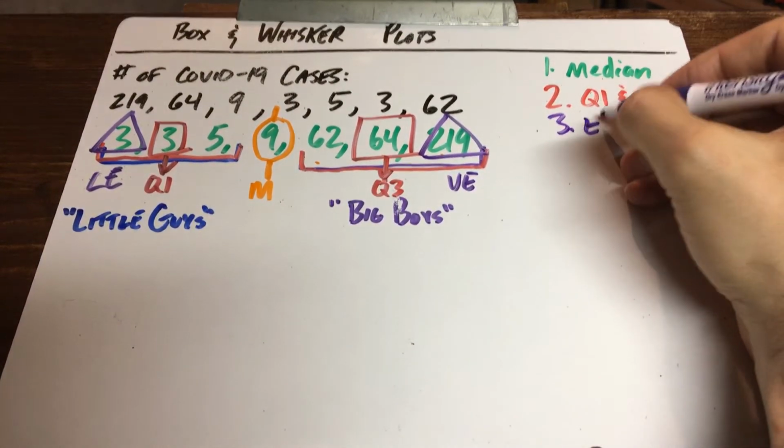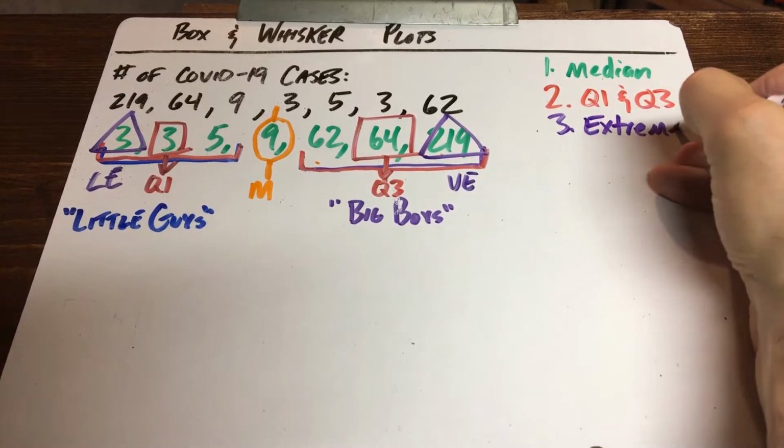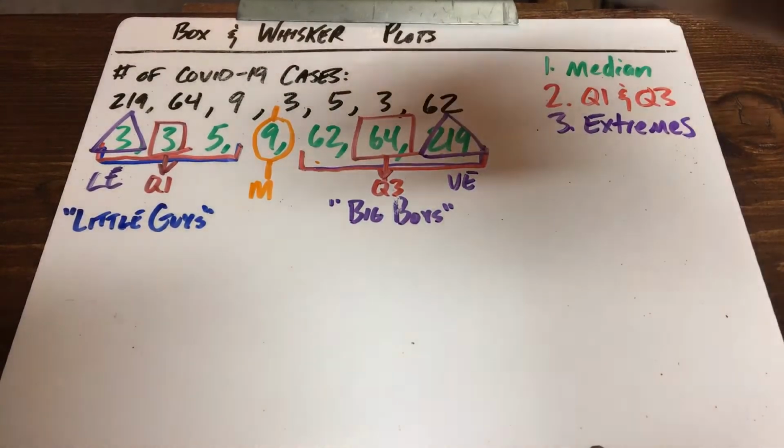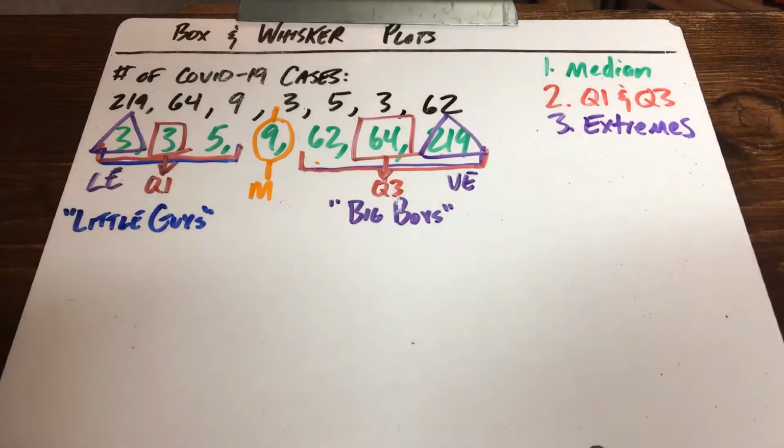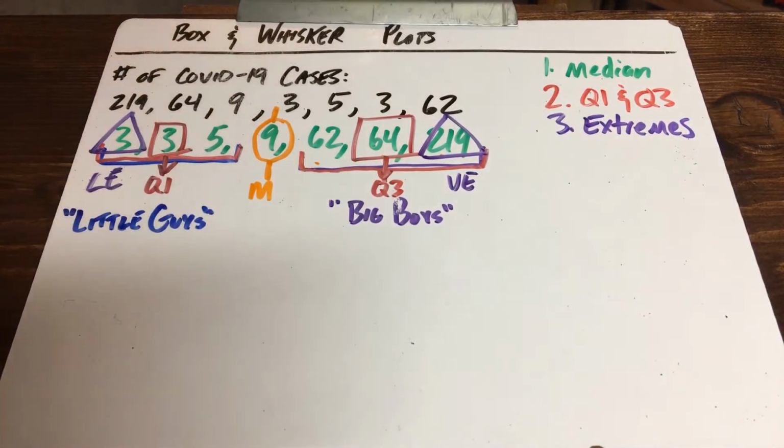I like to do the extremes at the end. You can actually do the extremes at the beginning. It really doesn't matter. There's no math to do. You just pick the biggest number and you pick the smallest number. And now we're ready to make it into a graph, into a display.